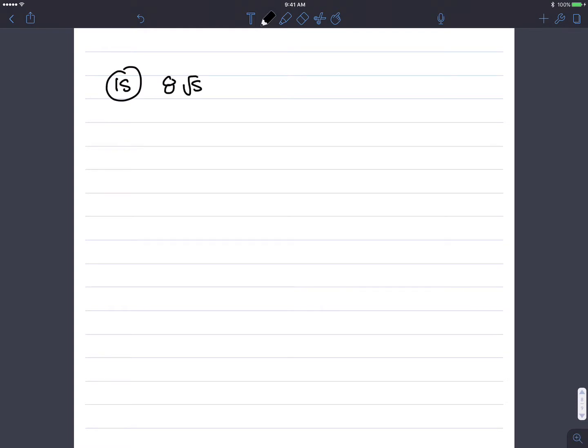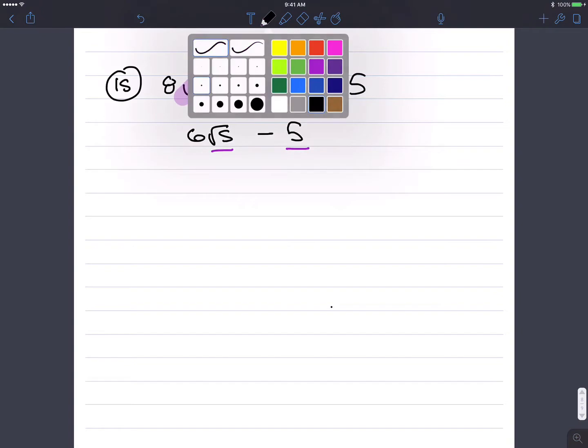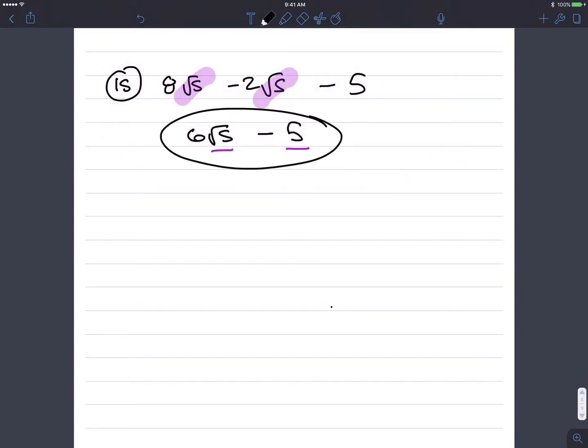Eight times the square root of 5 minus 2 times the square root of 5 minus our 5. I got 8 apples minus 2 apples. Now 8 minus 2 gives me 6. Don't forget I have this minus 5 out here. Now this radical that we see here, square root of 5, is different than 5. These terms are not like. We can't combine them. You can think of this as 6 apples minus $5. You can't combine your apples with your dollars and you're done.